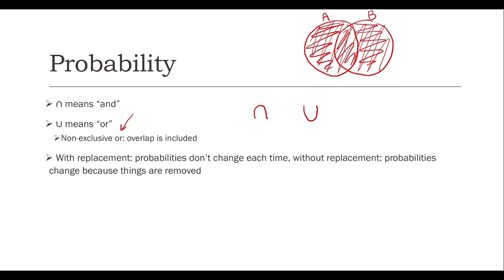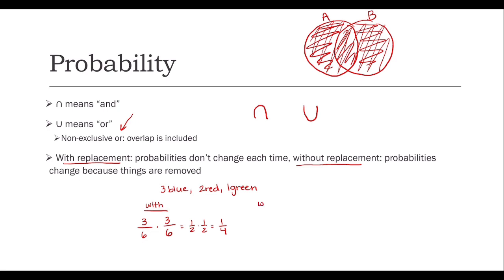If we're doing something where there is replacement, the probabilities don't change each time. But if you're not replacing something, the probabilities will change because things are removed. So if we had a bag, for example, with 3 blue marbles, 2 red, and 1 green, the probability of drawing 2 blues in a row with replacement would be 3 out of our total, which is 6, times 3 out of our total, which is 6. So it would be 1/2 times 1/2, which equals 1/4.